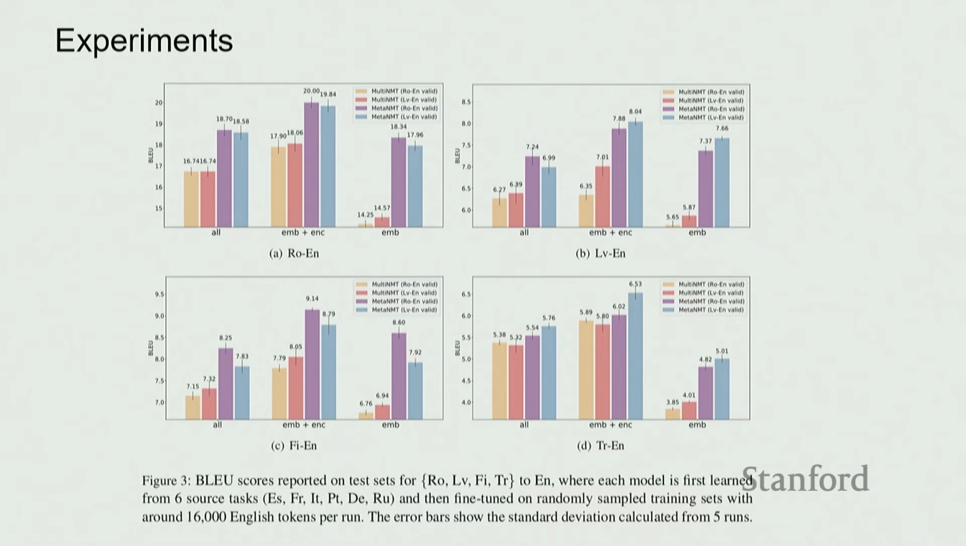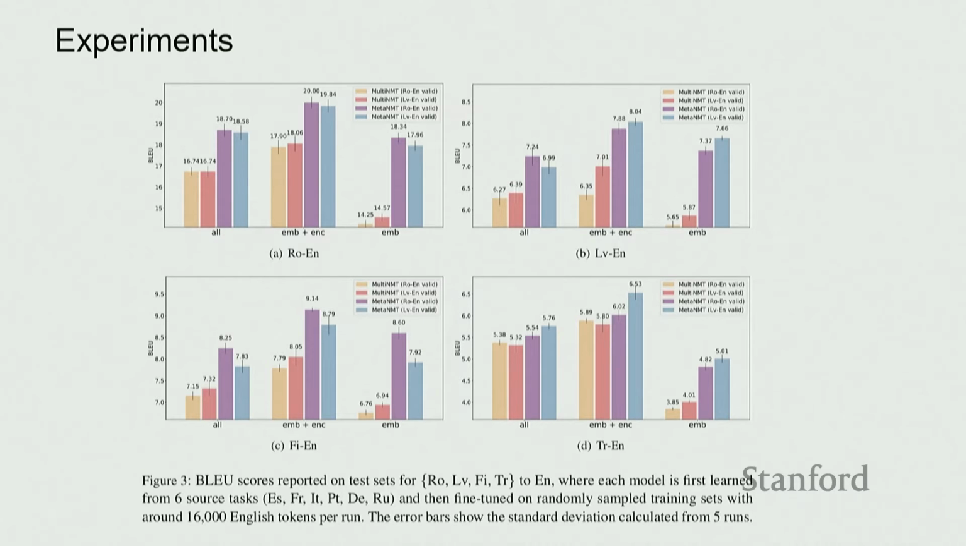Now, it's interesting to note the way they split this out in their diagrams. They have all, embedding plus encoder, and then just embedding. What's going on here is that in the all case, they're fine-tuning all the parameters, while in embedding plus encoder, they're just fine-tuning that portion, and then they also just fine-tune the embedding. So most of the gains happen when you fine-tune both the embedding plus the encoder, as opposed to fine-tuning the entire model.